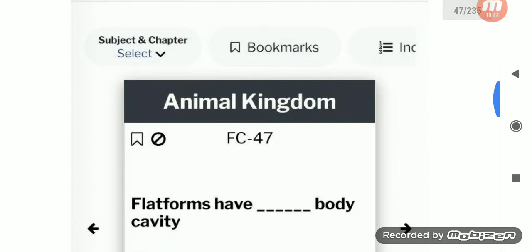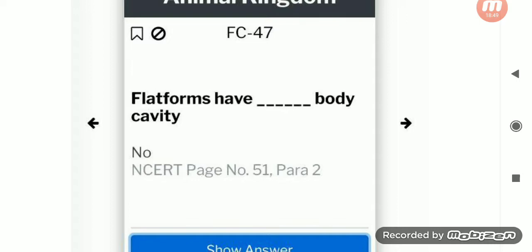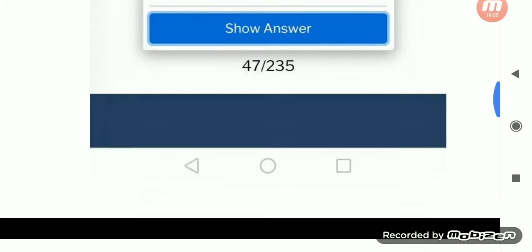Flatworms have dash body cavity. Flatworms do not have a body cavity and are acoelomate.